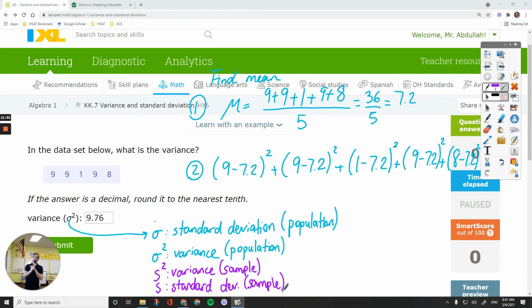Step 2, subtract the mean from each of your numbers and square them. And step 3, add them all together. Divide it by the number of numbers you have in your data set to find the variance. If you need to find the standard deviation, you will square root that number. That's just one more step. Okay, let's move on to another question.